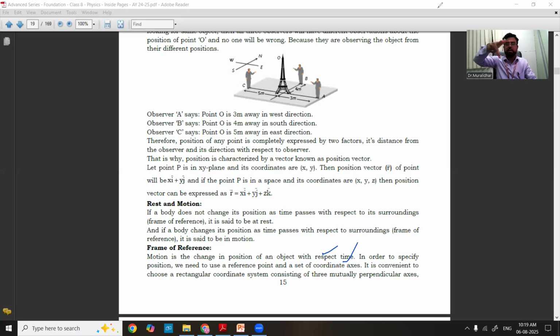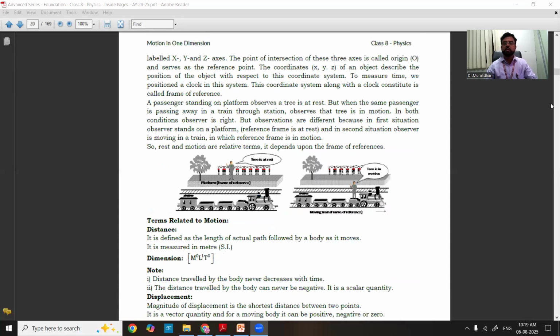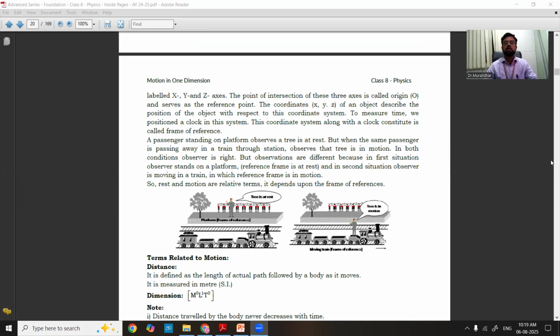Three mutually perpendicular axes, x, y, z, always perpendicular to each other. The way you are looking at the object, that position is called the frame of reference, with respect to a particular person. Just now I told you, a person is watching, cars are going, or a train is going. We are referring to the X, Y, Z axes.